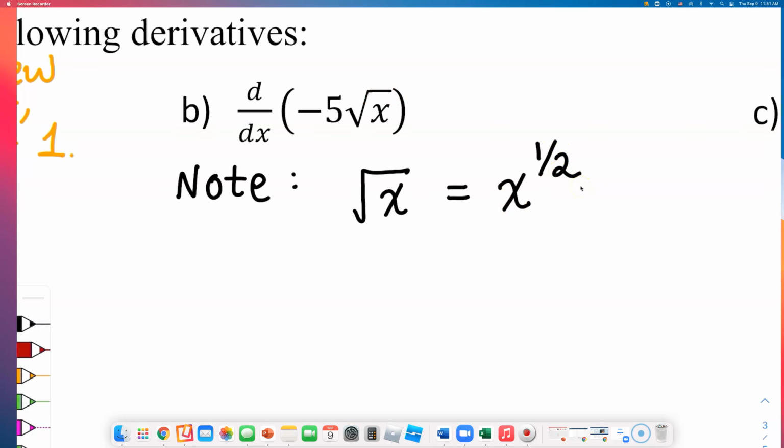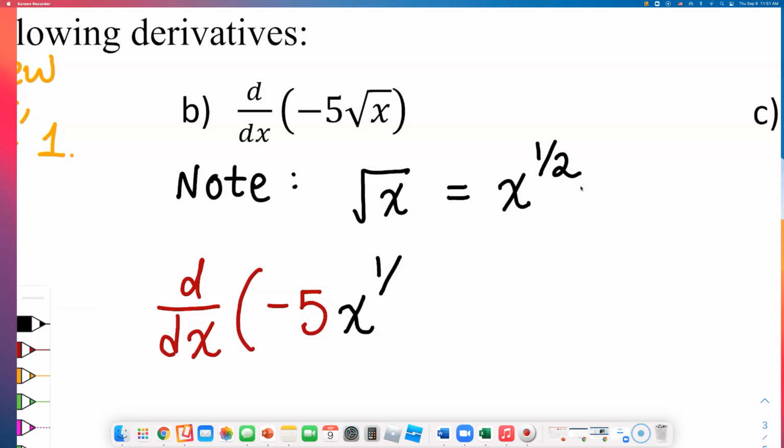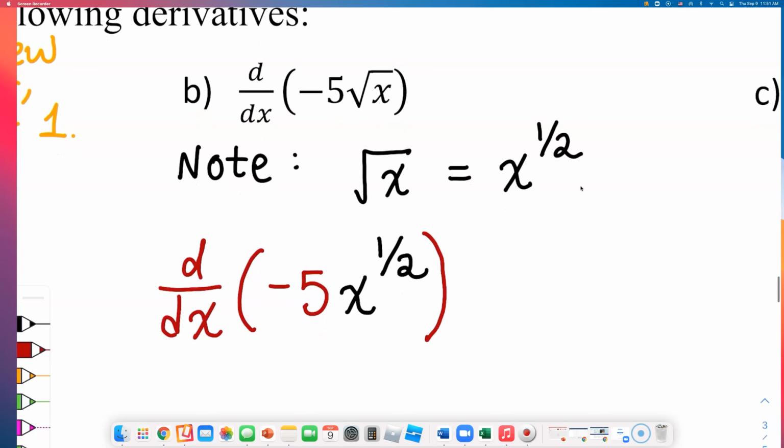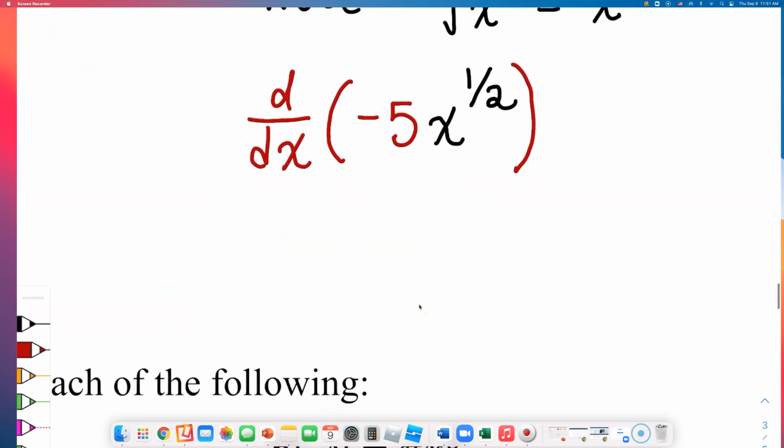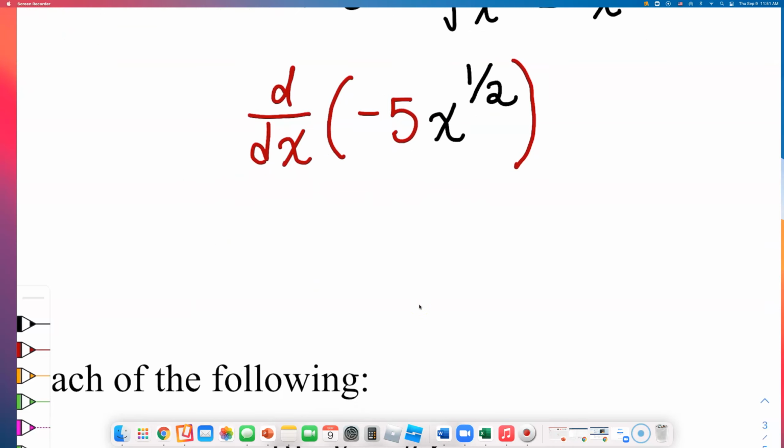So what I'm finding is this. I'm going to find the derivative of -5 times x to the 1/2 power with respect to x. So the first thing that I did was I rewrote the problem so that the square root expression turns into an exponential term. And why do I need that? Because we need to use the power rule. All right, we're ready to jump into the power rule now. I'm going to multiply the exponent of 1/2 by this coefficient of -5. If I do that, I get -5 over 2.